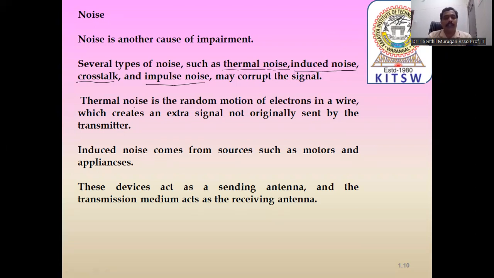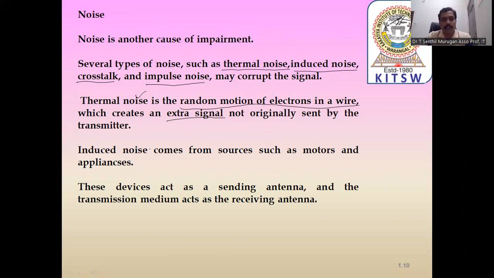So what is thermal noise? Thermal noise means the random motion of electrons in the wire. Some extra electrons may be transmitted in the medium, which creates extra signals that were not originally sent by the transmitter. Automatically they are generated and added to the original signals. That is the noise, thermal noise.